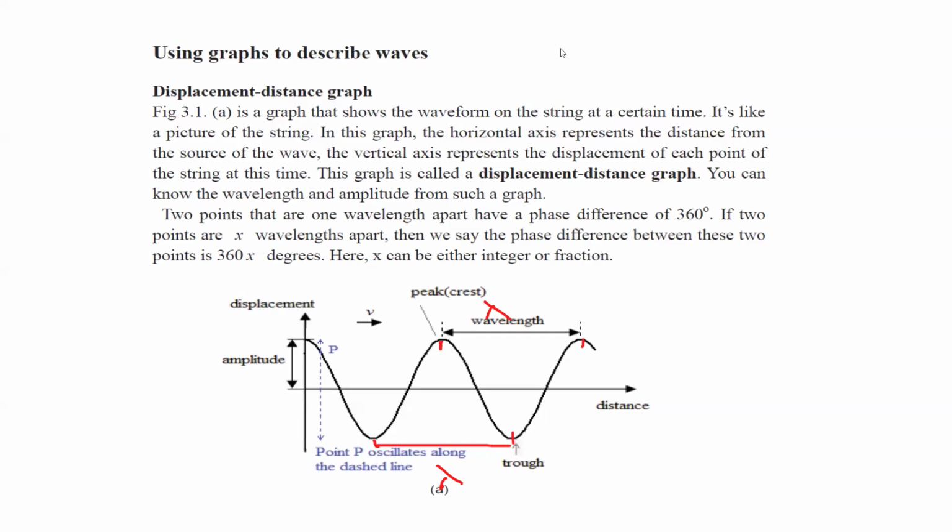So crest is the top, like this is a crest, which is a top, this is also a crest. So between two successive crests or between two successive troughs, if it's a distance displacement graph, that represents the wavelength.